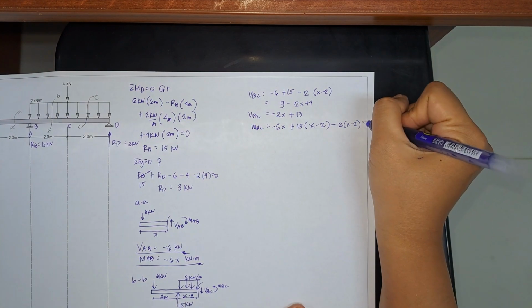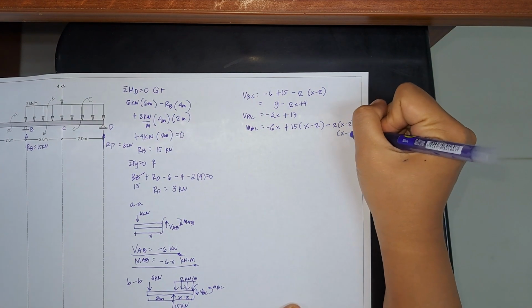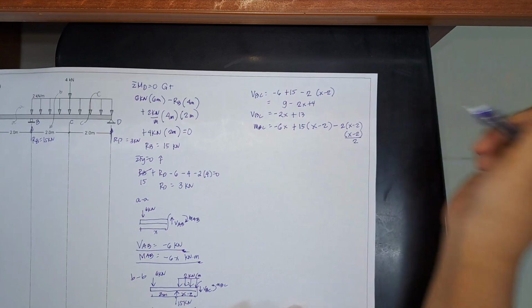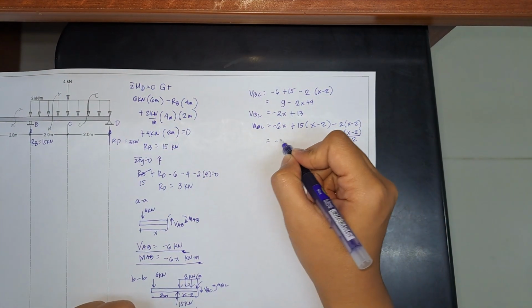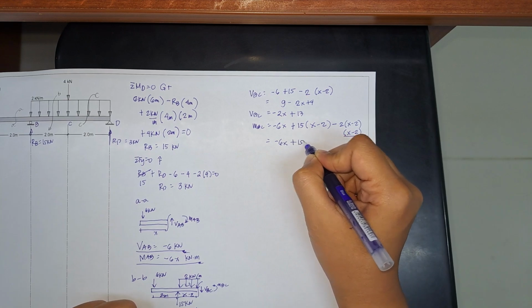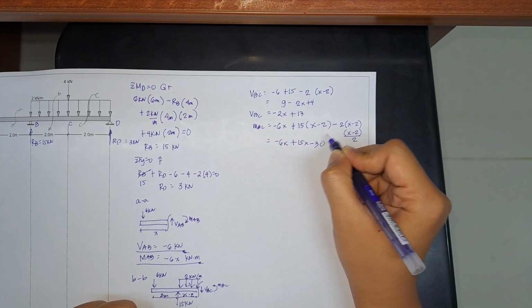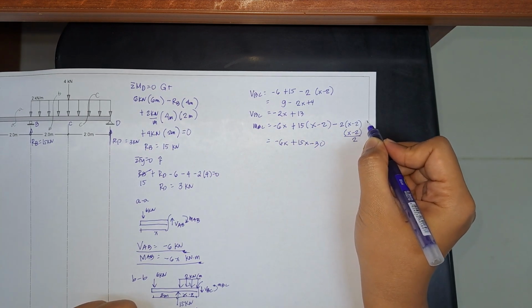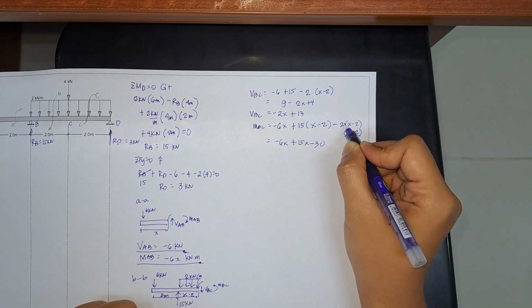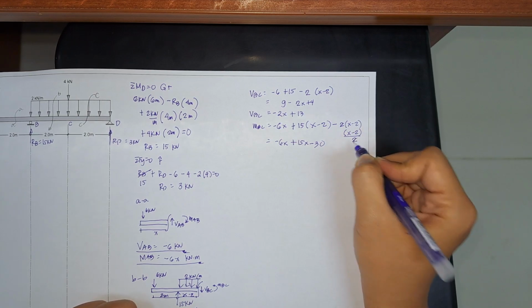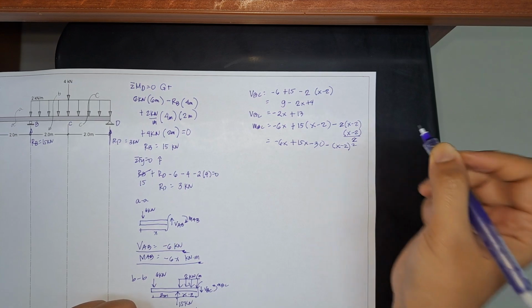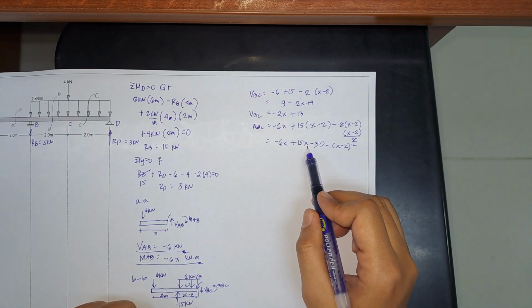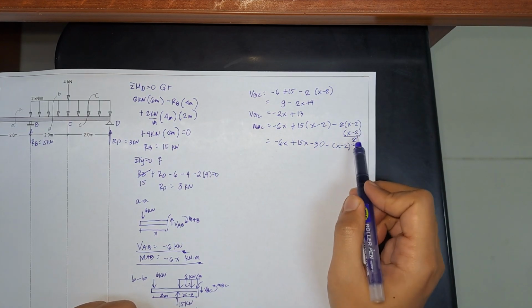We have x minus 2 divided by 2. Okay? So simplify, we have negative 6x plus 15x minus 30. Ayan. Guys, nandito yan ha, katuloy niya. So, cancel out yan. So, matitira is minus x minus 2 squared. Okay? Negative 6x plus 15x minus 30 minus x minus 2 squared.